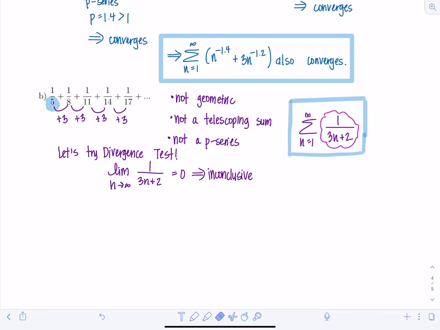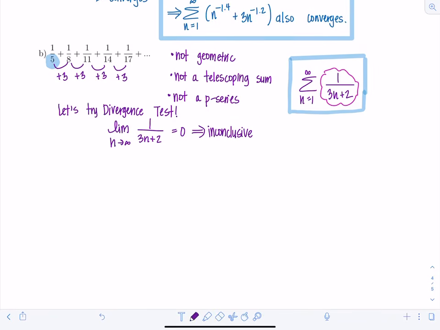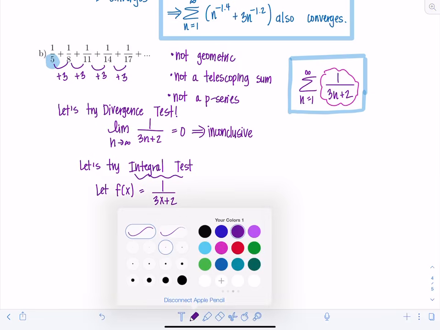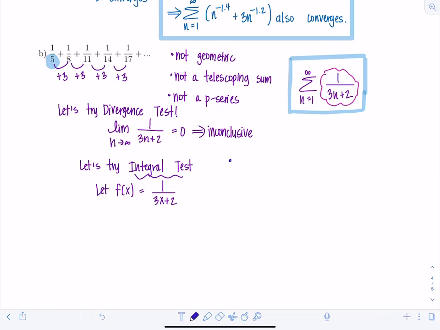All right, I'm all out of options, so let's try the integral test. Why not? That's the only thing we have left at this point. So let's try the integral test. All right, I have to check the conditions. So we're going to let f of x equal 1 over 3x plus 2. And I want to confirm, okay, is it continuous on the interval from 1 to infinity?